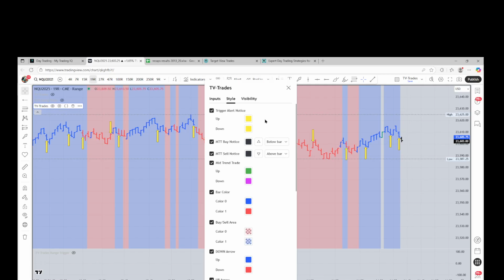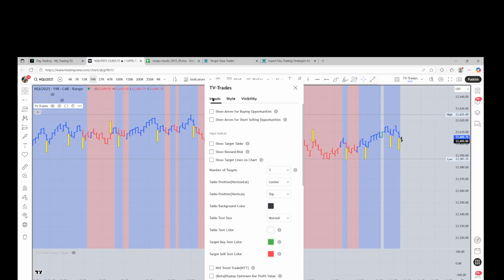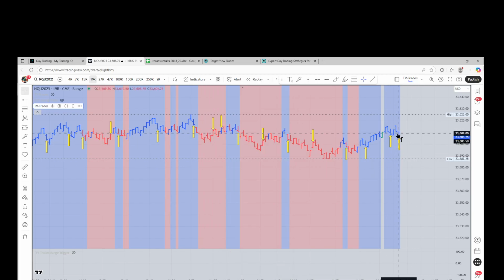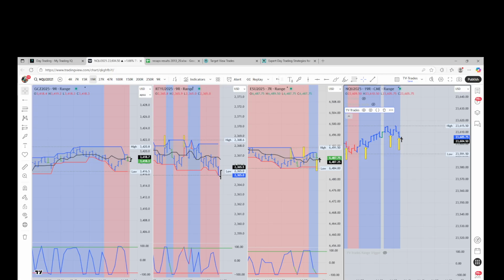So, again, the things we're looking for here with the TV trades, the stuff that I'm using right now, is the background color. And the yellow arrows, I use them to give me sort of a heads up. Now the thing about this is you can set alerts for these things. Okay, let's go back here and see if we have any other trades that are triggering in here, because the gold one isn't really giving us anything.